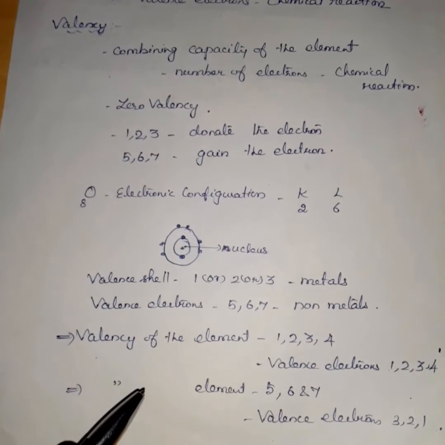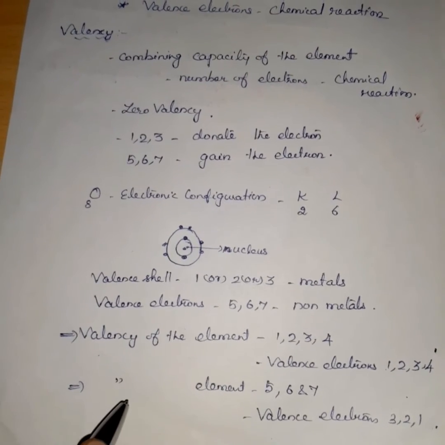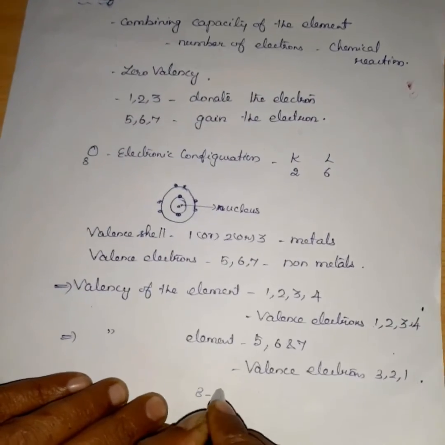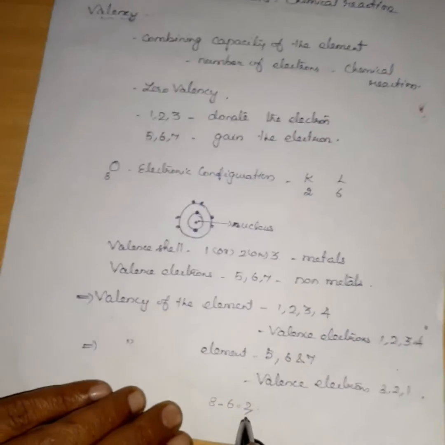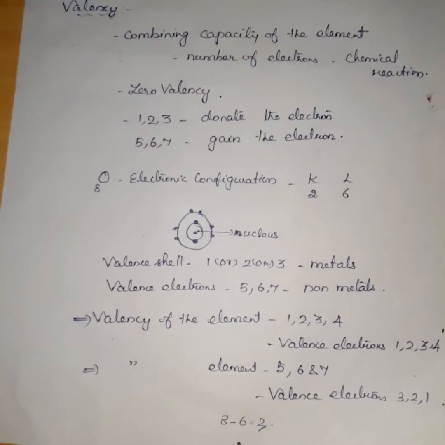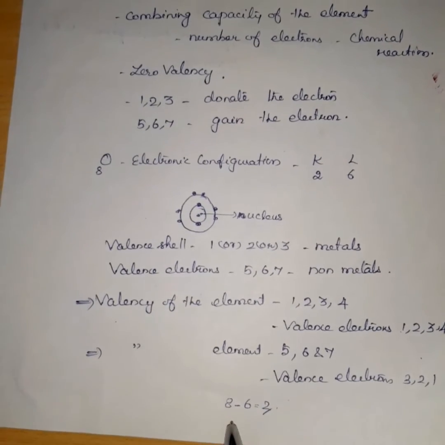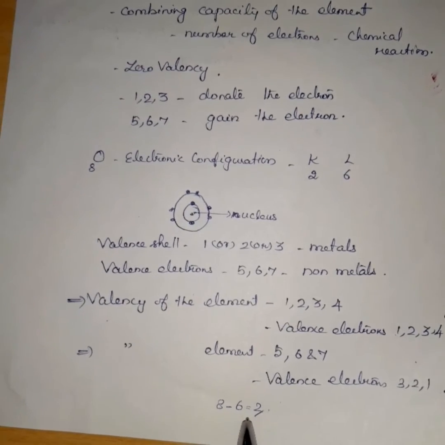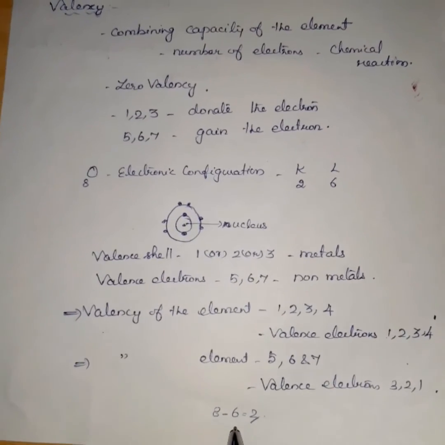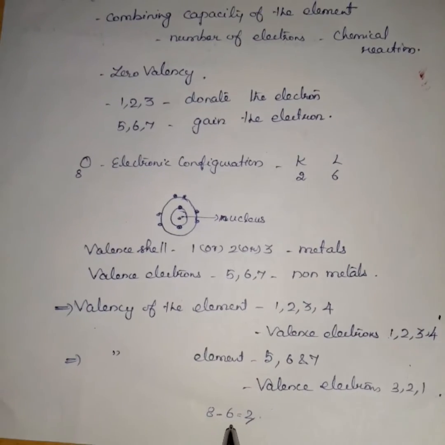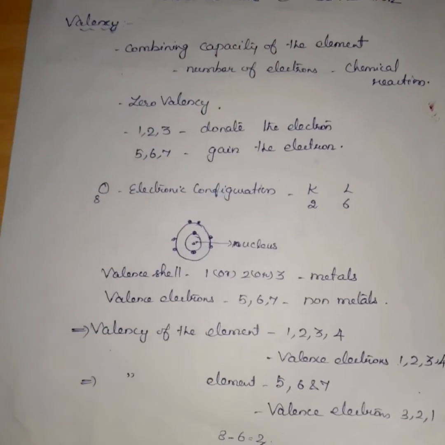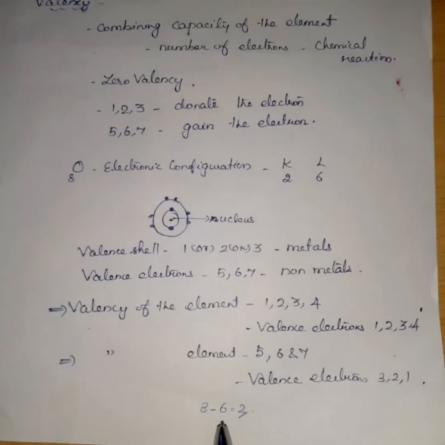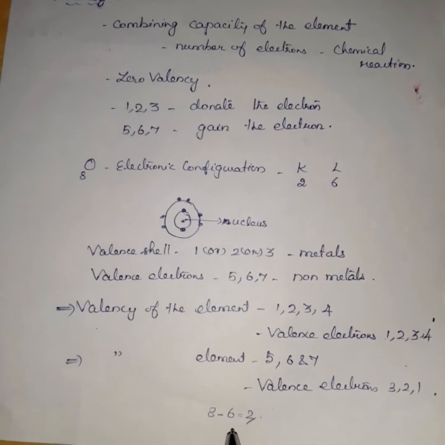If the valence electrons of an atom is 6, how do you find its valency? 8 minus 6 is equal to 2. All noble gases have 8 electrons in the outermost orbit. So noble gases have a completely filled outermost shell, and they have zero valency.